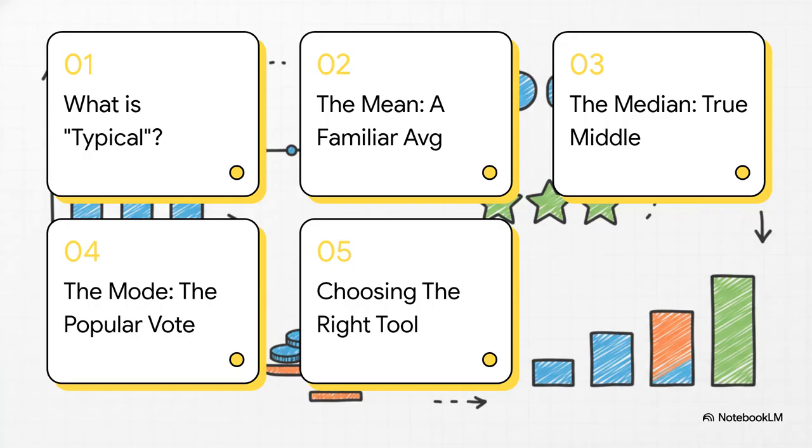All right, so here's our game plan for this explainer. First, we're going to figure out what typical even means. Then, we'll dive into our three main tools, the mean, the median, and the mode. And probably the most important part, we'll figure out when to use each one.